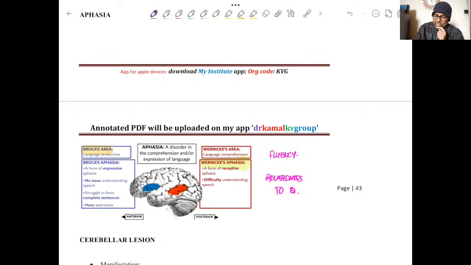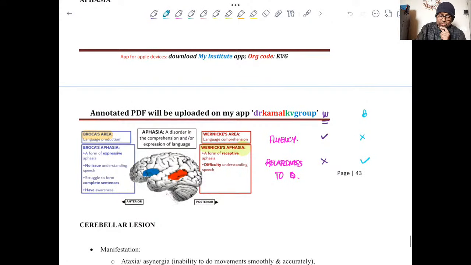So in Wernicke's, fluency will be there, but the answer is not related to the question asked. And what happens in Broca's? Fluency is not there, but obviously the answer is in relation to the question asked, right? So this is how you need to remember the two entities. Broca's, which is also known as motor aphasia, if there is an injury here. So this is motor aphasia.